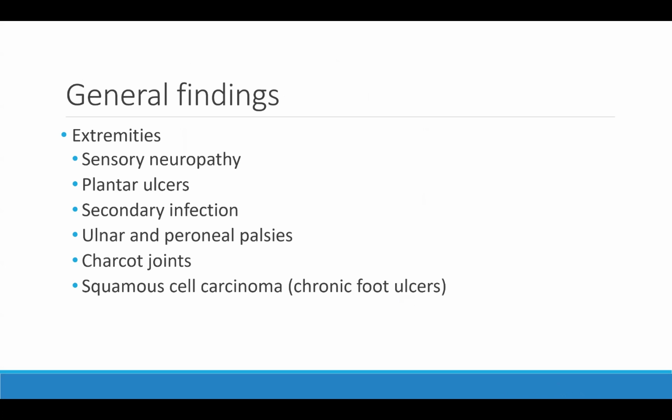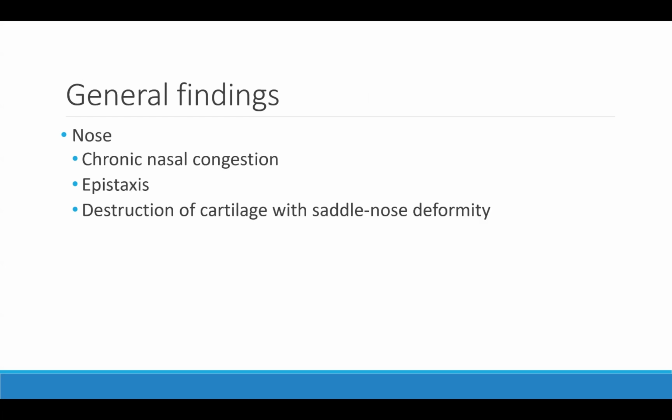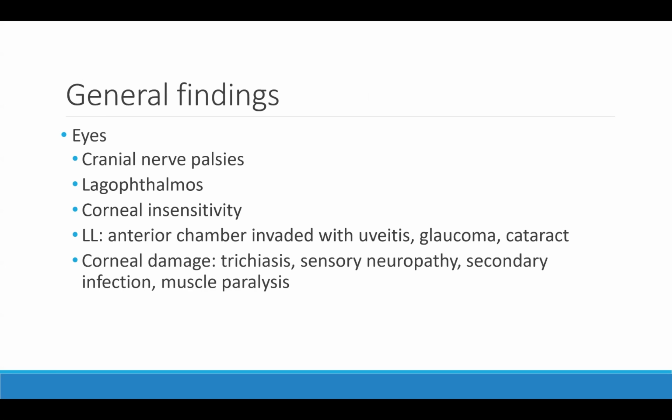In terms of general findings, on the extremities, patients may have sensory neuropathy, plantar ulcers, secondary infections, ulnar and peroneal palsies, Charcot's joints, as well as squamous cell carcinomas in chronic foot ulcers. For the nose, they may have chronic nasal congestion, epistaxis, and destruction of cartilage with saddle nose deformity. For eyes, you may have cranial nerve palsies, lagophthalmos, corneal insensitivity.